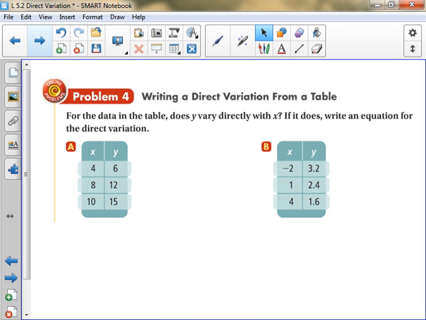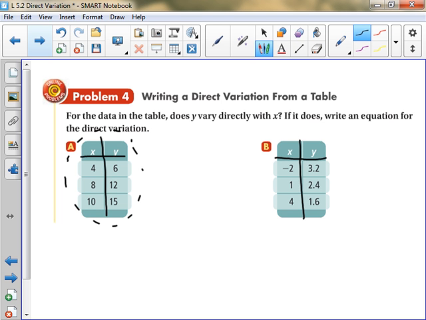So for problem 4, there were 2 tables. You should copy the tables down. And here they are. If you need to pause the video while you copy them, go right ahead, but I'm going to continue as if you've already copied them. In this problem it says the data in the table, y varies directly with x. For the data in the table, does y vary directly with x? So your job is to figure out if this table represents a direct variation.